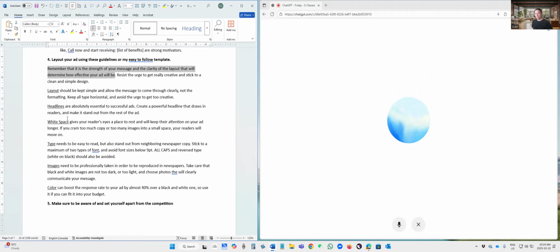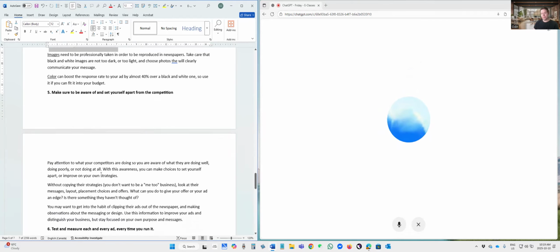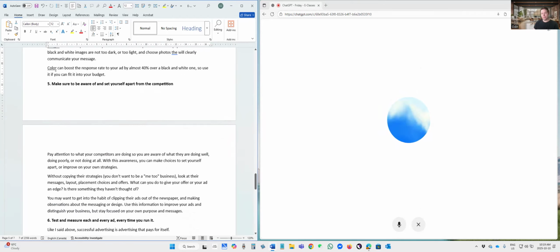Type needs to be easy to read, but also stand out from neighboring newspaper copy. Stick to a maximum of 2 types of font and avoid font sizes below 9 pt. All caps and reverse type, white on black, should also be avoided. Images need to be professionally taken in order to be reproduced in newspapers. Take care that black and white images are not too dark or too light, and choose photos that will clearly communicate your message. Color can boost the response rate to your ad by almost 40% over a black and white one, so use it if you can fit it into your budget.